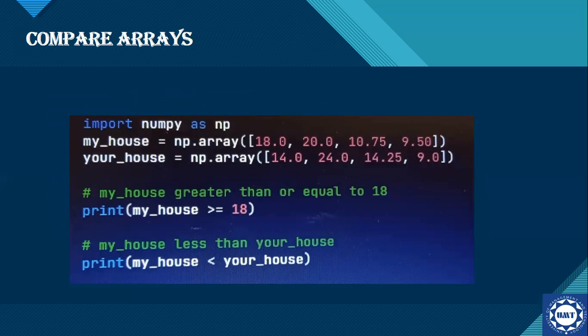Compare arrays. Import numpy as np. For example, in the given query, you can see my house is equal to numpy.array and your house is equal to numpy.array. So there is just a difference in the values, or you can see there are different variables. So my house greater than or equal to 18 and my house less than your house. So these two are the conditions which you have to put into the query to get your required results. But the main purpose of this query is to understand how to compare arrays in Python.